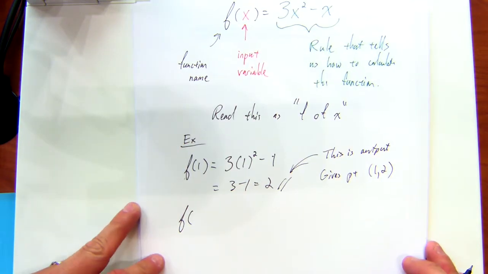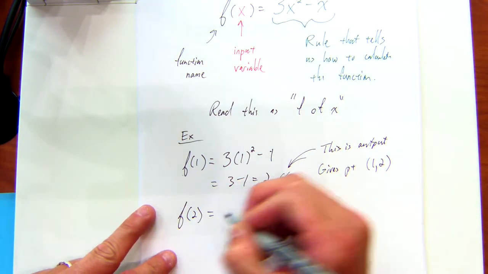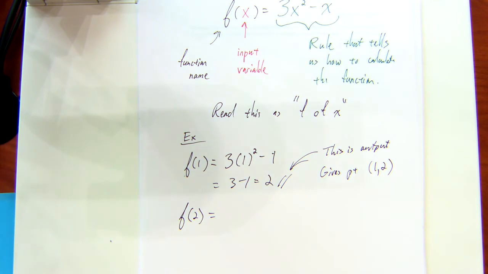Now, everyone try f of 2. Try it out yourself. See what you get. You don't have to give me the ordered pair. Just find the function value, the output of f of 2. Plug in 2 for your x.